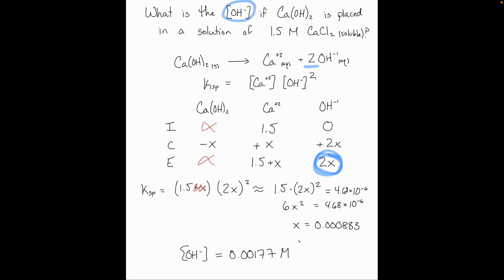All right. So our last type of problem for this section, for this chapter, for this whole unit actually, is what are called selective precipitation problems.